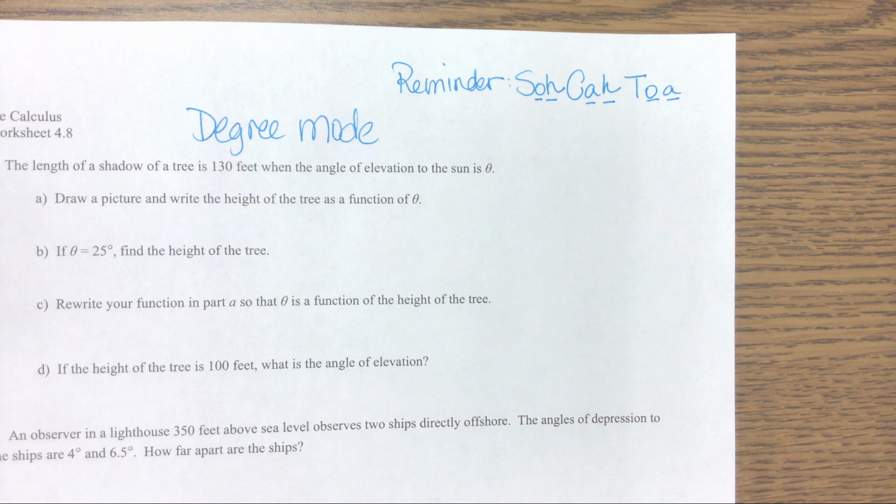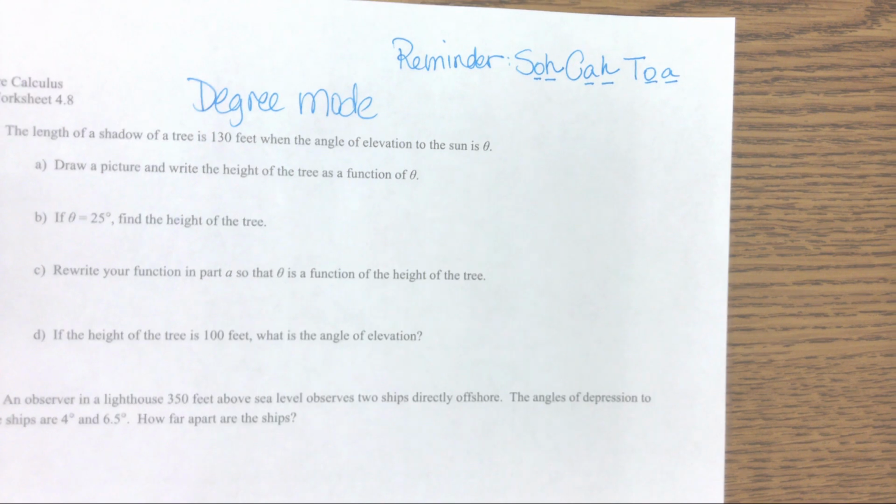Keep in mind, if you're asked to find a length of a side, you're going to use the sine, cosine, or tangent function. If you're asked to find the angle, you're going to use sine inverse, cosine inverse, or tan inverse. Okay? So some of the harder things are drawing a picture.